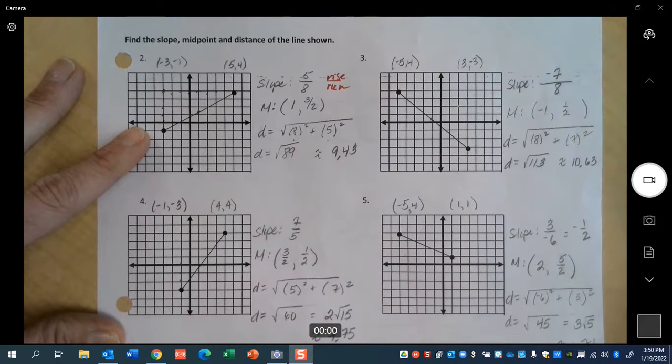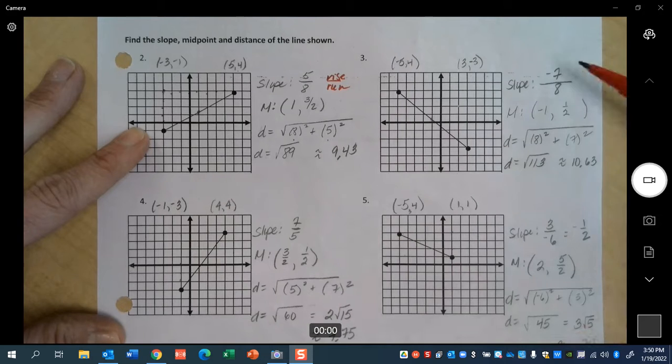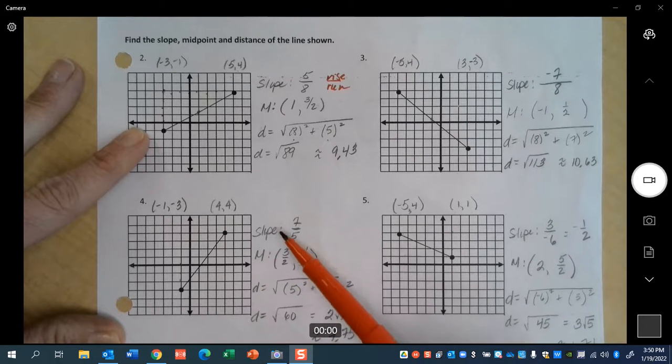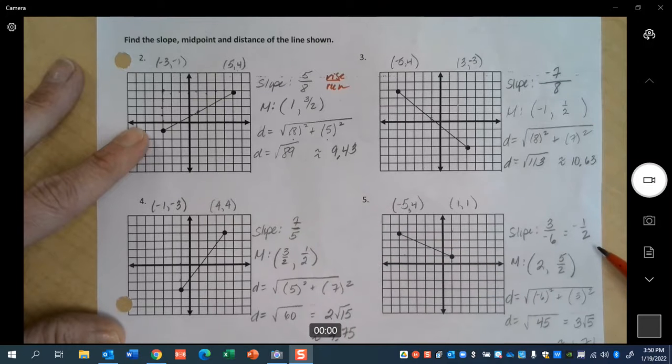distance formula. Remember, if your line is decreasing from left to right, your slope is going to be negative. If you're increasing from left to right, your slope is going to be positive. If your slope is flatter, then it's going to be a fraction between 0 and 1, absolute value wise. And if your slope is greater than 1, it's a little steeper.